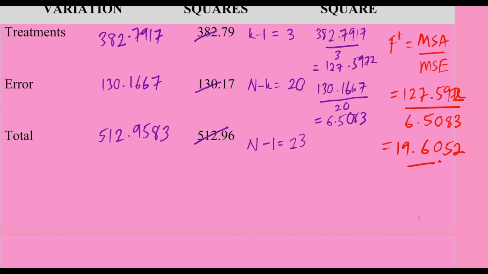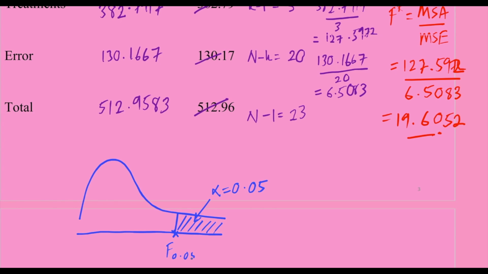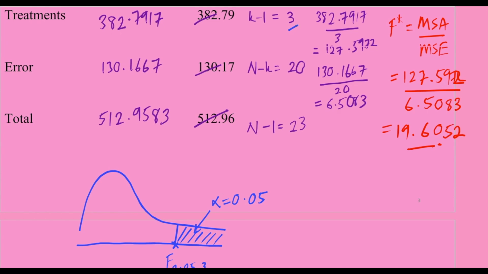The rejection region. So the F distribution is skewed to the right. Alpha is 0.05. So you want to find the critical value here, which is F 0.05. Degrees of freedom would be K minus 1, which is 3 just now, comma 20. So I'm just going to show you again. The degrees of freedom, you simply select this one and this one. So 3, 20.